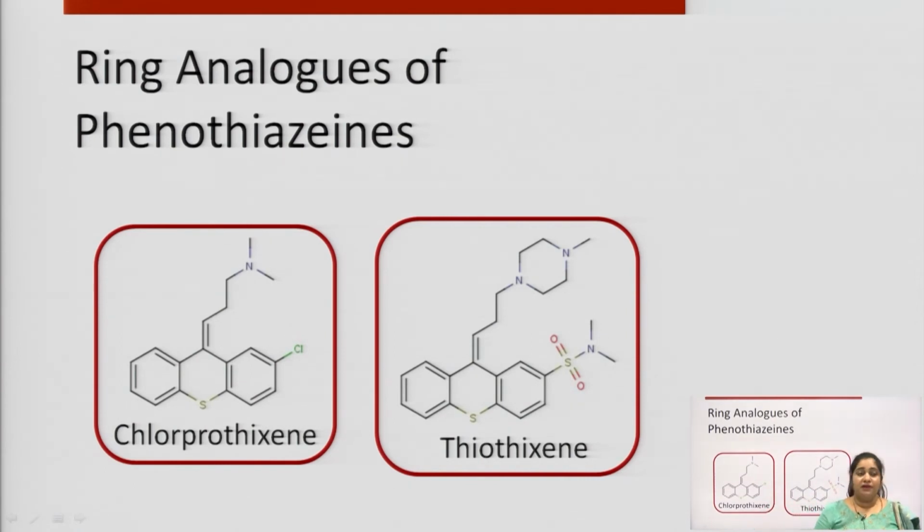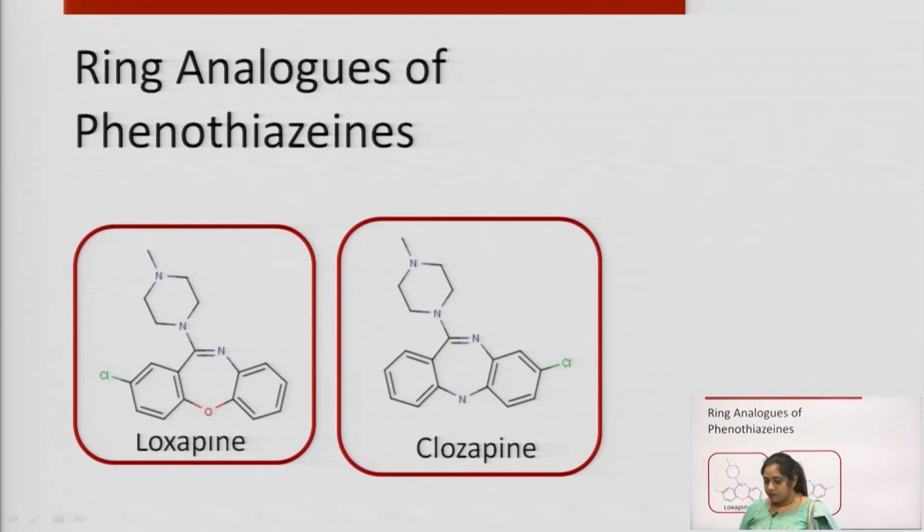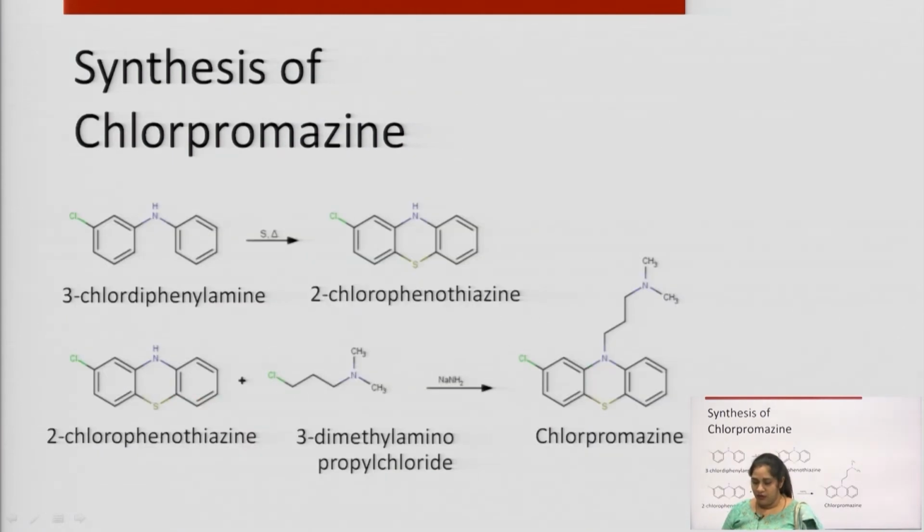These are some ring analogues of phenothiazine. Examples are chlorprothixene and thiothixene. These are the examples of ring analogues of phenothiazine. Loxapine and clozapine are other examples of ring analogues.